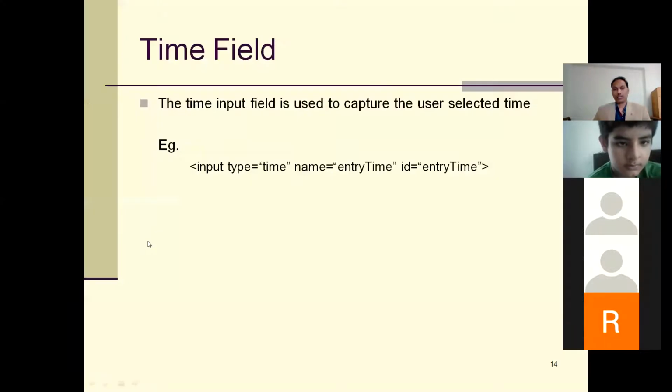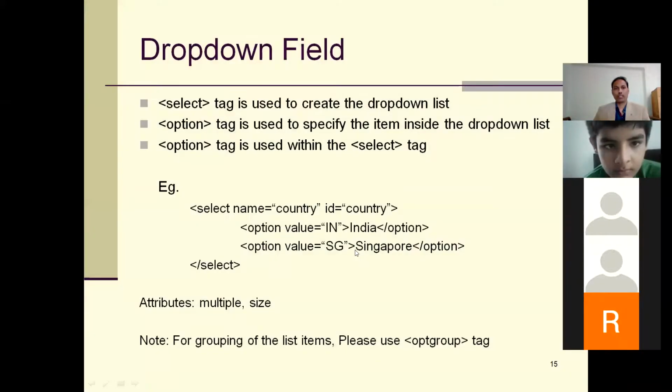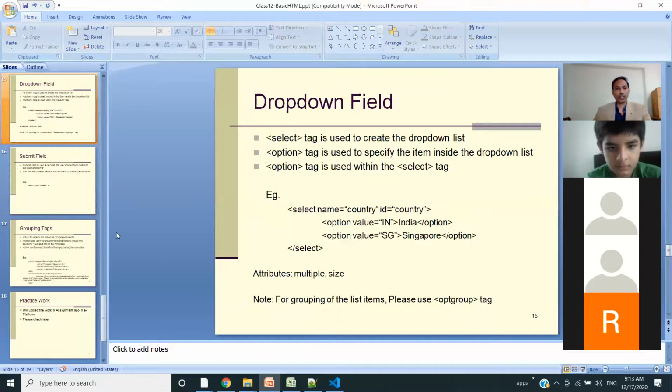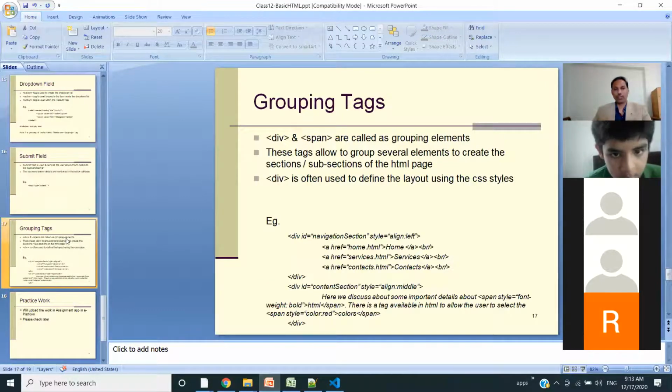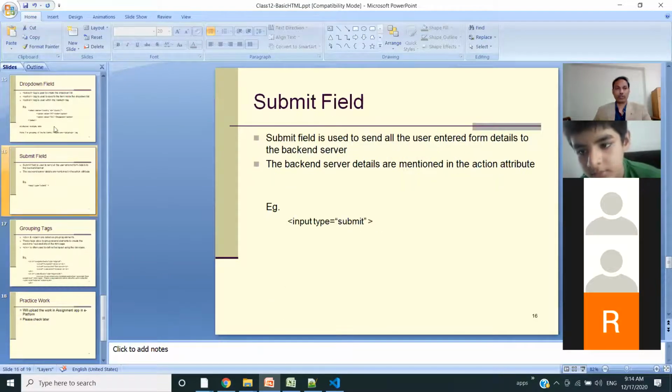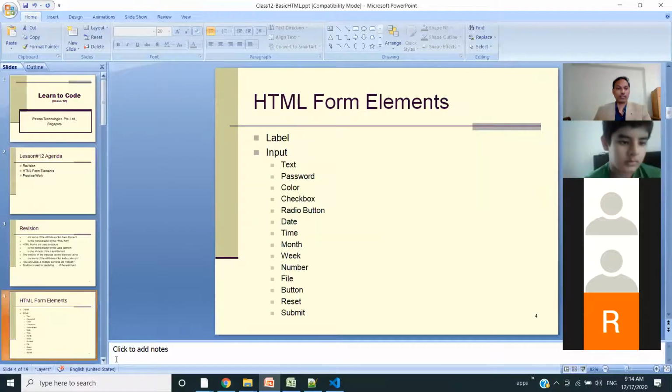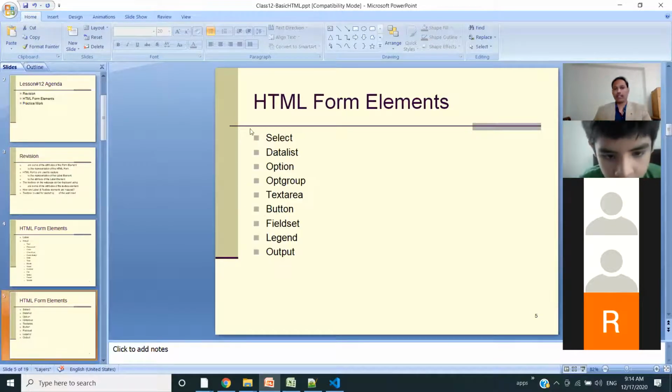Now let's see what is there actually. There's nothing much. Drop down is actually a little bit big. So drop down, submit, yeah, fine. This part I will cover. Div and span also will come in grouping tags. So I'll explain these three parts tomorrow, and then we will cover this slide also. We'll try to complete this slide tomorrow.